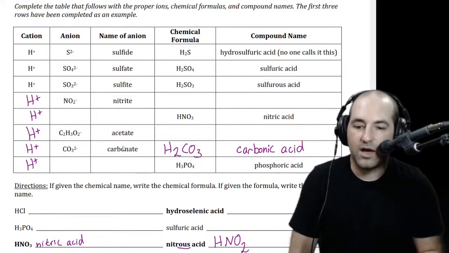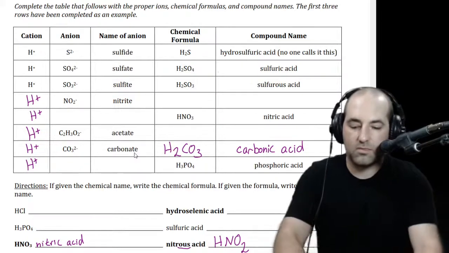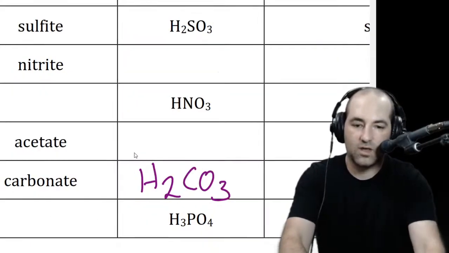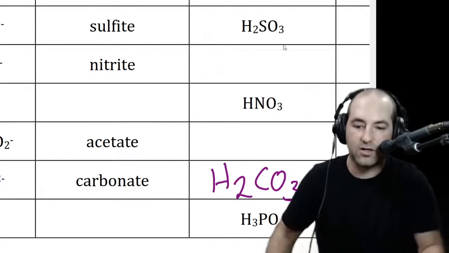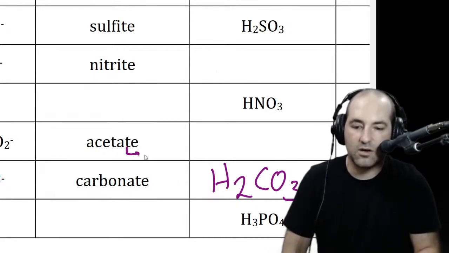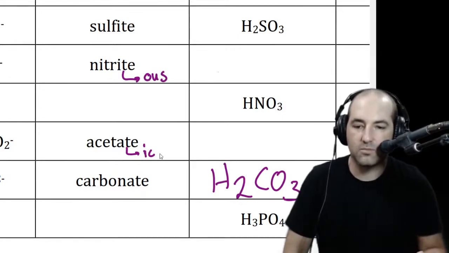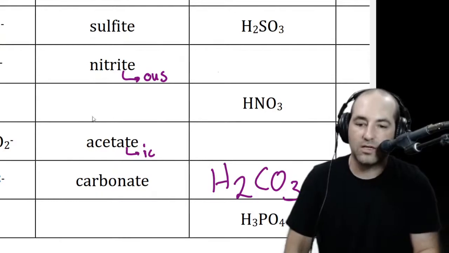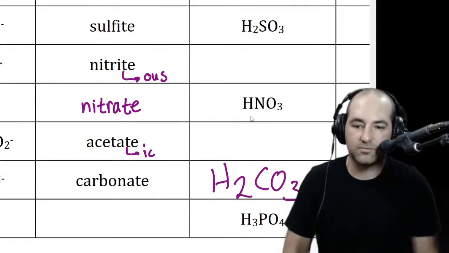So if it comes from an ion with an ATE suffix, like carbonate, acetate, sulfate, nitrate, the ATE becomes IC. If it comes from an ITE, then the suffix becomes OUS. And so nitrite becomes nitrous acid. Nitrate, which is this next one, would become nitric acid.